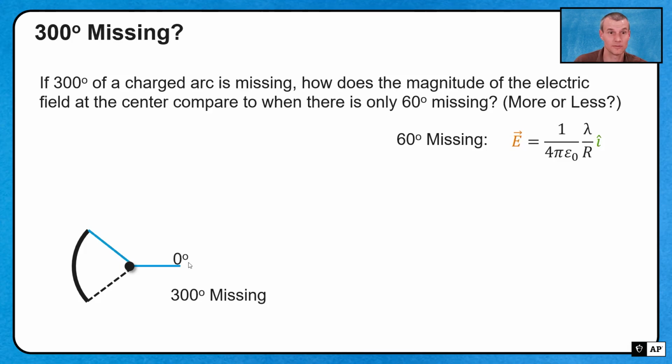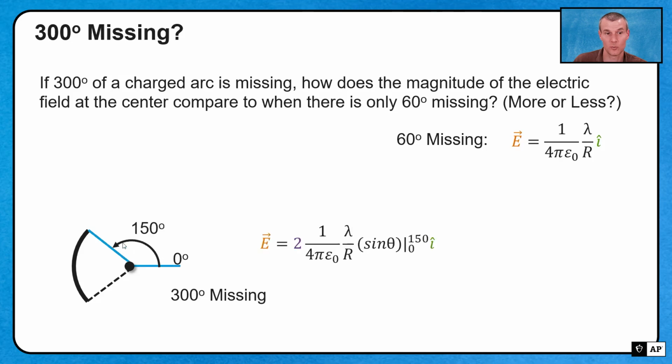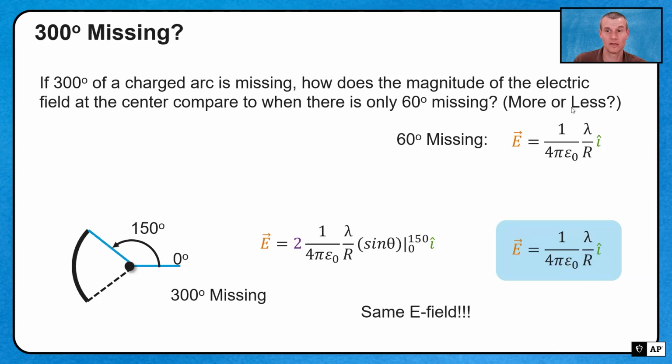Okay, well, here is our answer. If I'm going from 0 to 150 and I do my integral and set this thing up for my bounds from 0 to 150, I get 1 over 4 pi epsilon naught lambda over r times I. Wait a second. Those are the exact same. Tricked you. Maybe not. Maybe you got this one right. But yes, they're the exact same electric field. Okay, now the math says so.